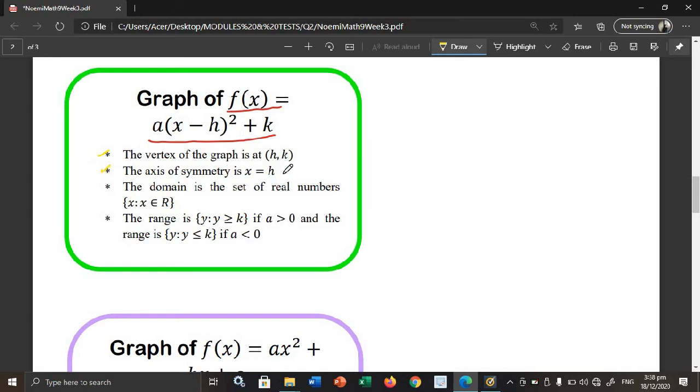And then the axis of symmetry is based on the value of your h. And then the domain is just the same, the set of all real numbers. The range is based on the value of your a. When a is positive, or a is greater than 0, your range is like this: y is the set of all real numbers such that y is greater than or equal to the value of your k. And if your a is a negative number, or a is less than 0, your range will become like this: y is the set of all real numbers such that y is less than or equal to your k.